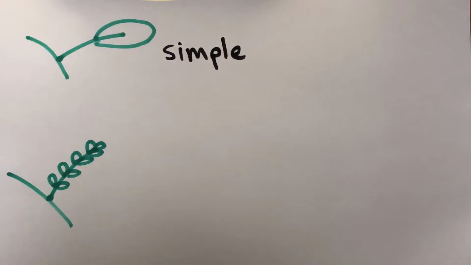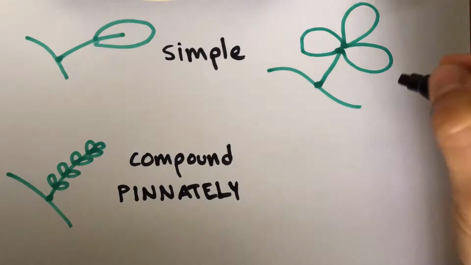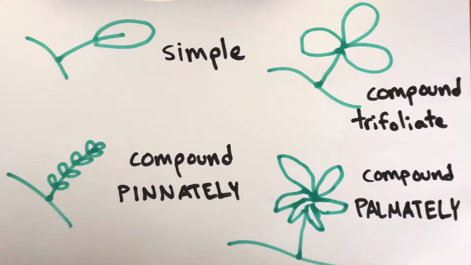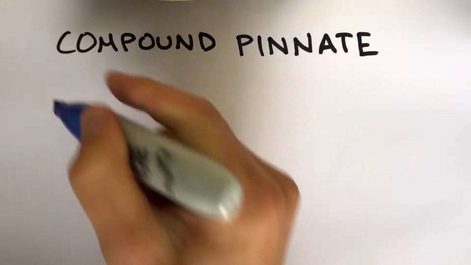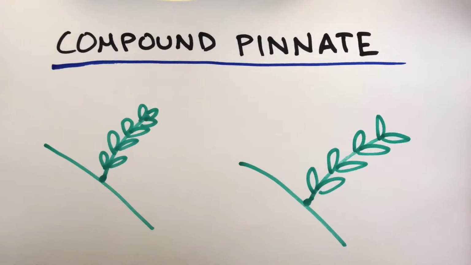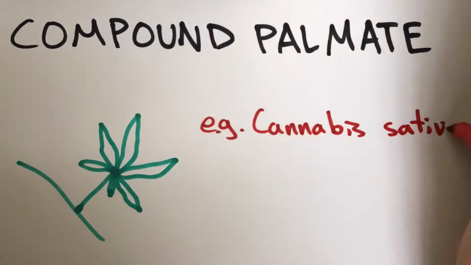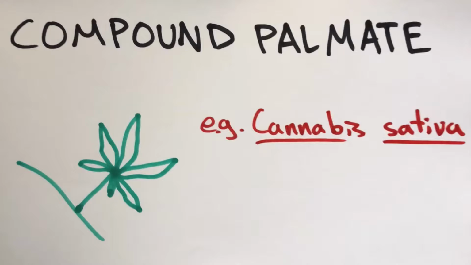One of the most useful identifiers of a plant is its leaves. Leaves can be in either simple or compound arrangement. For compound leaves, they can be arranged pinnately or palmately. Most ferns have compound pinnate leaves. A well-known example of a plant with compound palmate leaves would be the widely used drug Cannabis sativa.